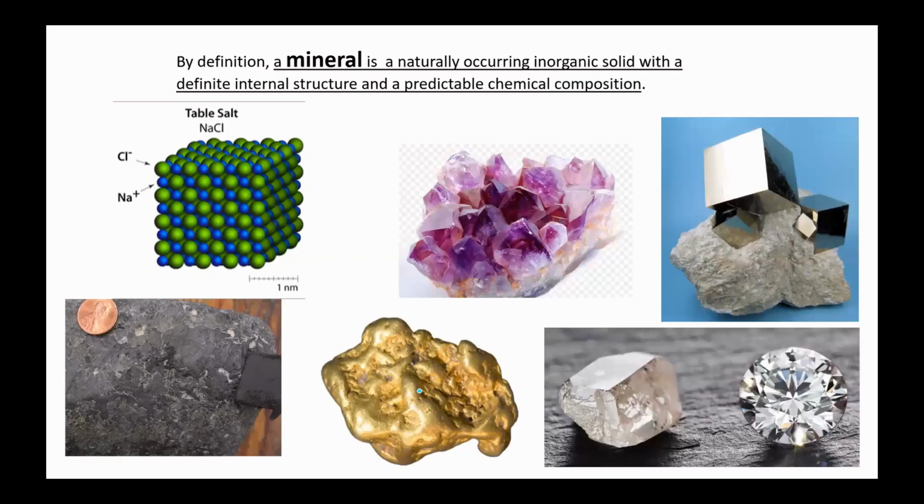Okay, so I'm trying to do this talk and teach about the rocks without bringing in too much terminology, but I am going to have to teach you some things. For example, what is a mineral? A mineral is a naturally occurring inorganic solid with a definite internal structure and a predictable chemical composition. Most rocks are made of minerals. And here are some pictures of various minerals, some pretty ones: amethyst, fool's gold or pyrite, and gold, and this is magnetite and diamond.